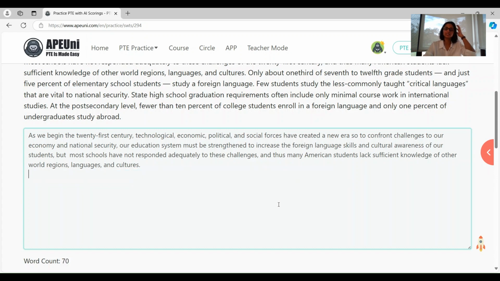Let's take a look-see and read it together again. As we begin the 21st century, technological, economic, political, and social forces have created a new era. So to confront challenges to our economy and national security, to confront challenges, our education system must be strengthened to increase the foreign language skills and cultural awareness of our students. But most schools have not responded adequately to these challenges, and thus many American students lack sufficient knowledge of other world regions, languages, and cultures.